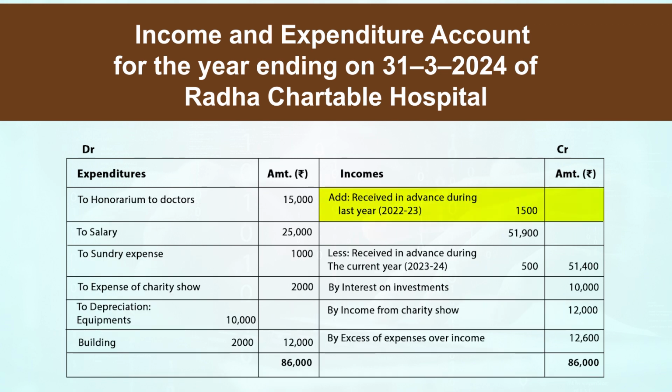Again we have to add received in advance during last year, that is 22-23, 1,500, so 51,900 we received. Then we have to deduct received in advance during the current year 23-24, 500, and the total of all this addition and subtraction we will get 51,400 to the outer column. Interest on investment 10,000. Next is income from charity show 12,000, excess of expenses over income 12,600, and the total of this side is 86,000.